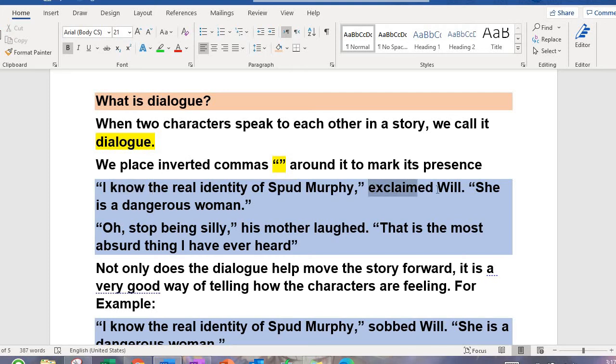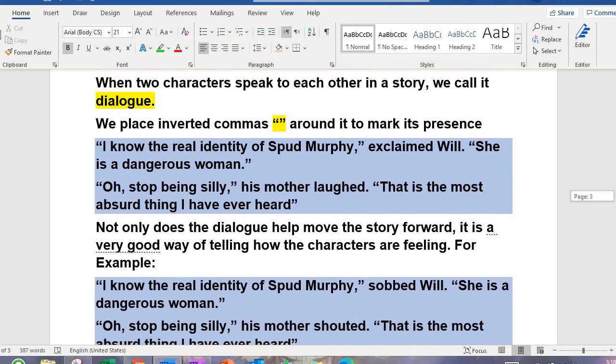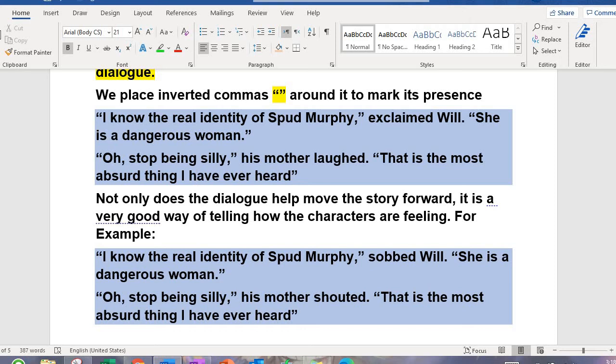But if you look at this tag, exclaimed Will, you will find out that the story is in past tense. And in the same way, the second dialogue is also written. His mother laughed. Laughed is in past tense. Now, another thing that can happen with dialogue is that the writer tells you what the characters are feeling or what their actions were. You can find these details by looking at these tags, these small verbs in past tense that are attached to the dialogues. So you can say that not only does the dialogue help move the story forward, it is also a very good way of telling what the characters are feeling.